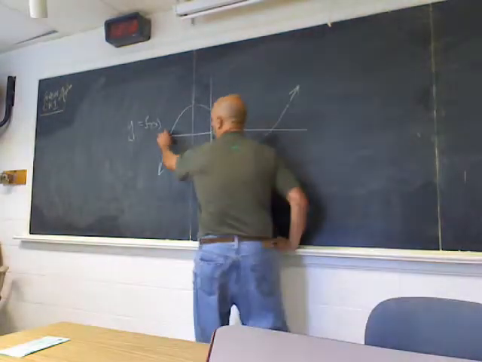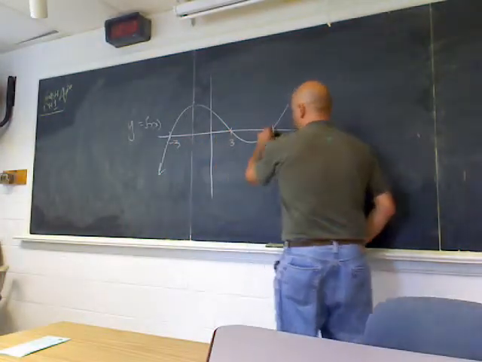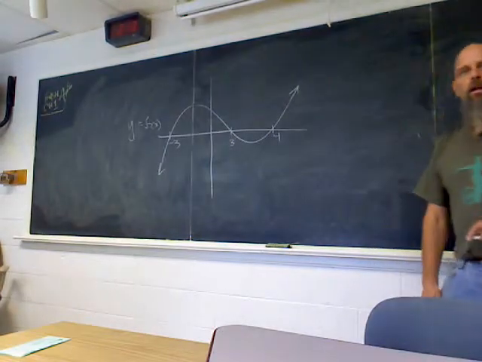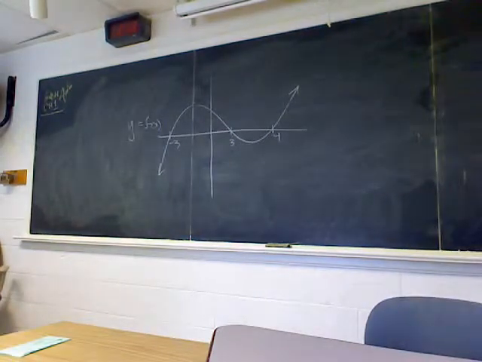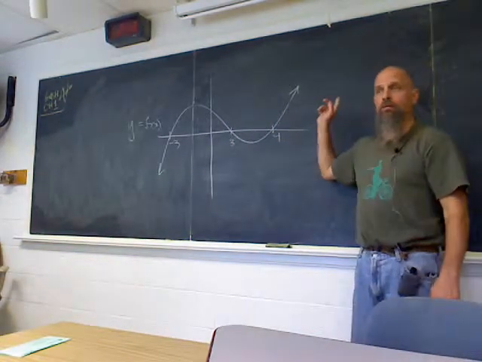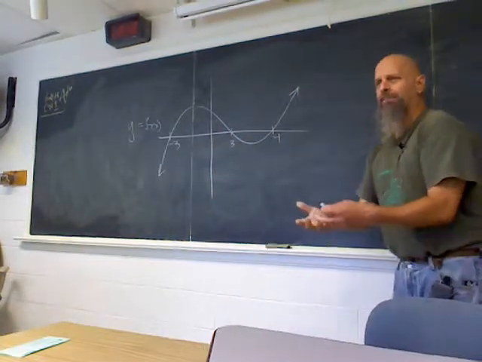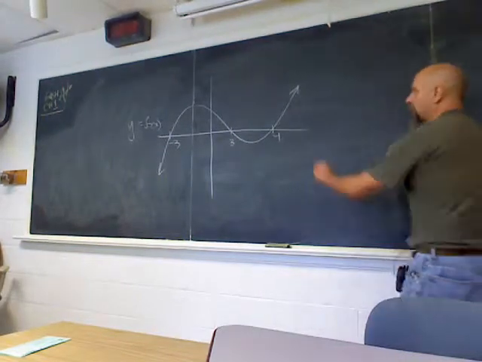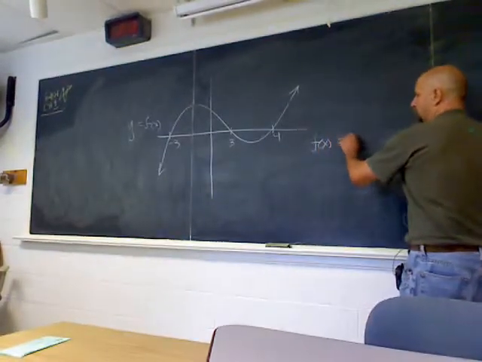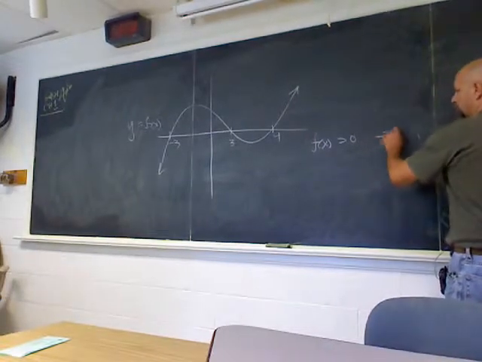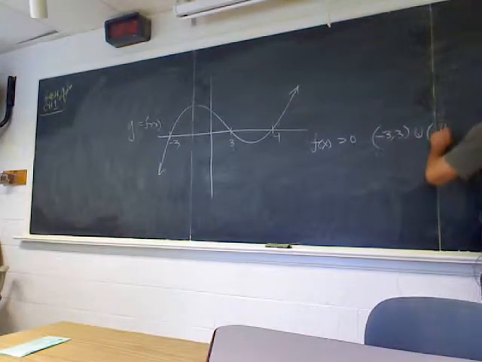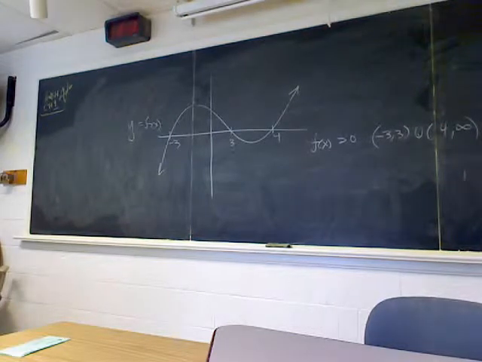Now, let me just put some numbers in here. Minus 3, and 3, and 4. And I can ask you now, where is f greater than 0? Okay, surely after the 4. And between negative 3 and 3. And typically the way you would have written this back in high school possibly is something like this. f of x is greater than 0 from minus 3 to 3, union 4 to infinity. Does that sound familiar? Okay.